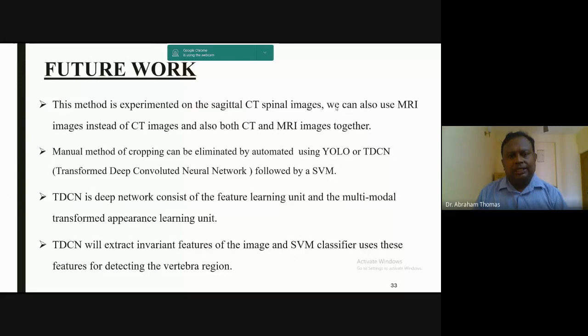Now TDCN is a deep network which consists of the feature learning unit and the multimodal transformed appearance learning unit. TDCN will extract invariant features of the image, and SVM classifier uses these features for detecting the vertebra region. So this is the future work. Once we combine these two, we have a perfect system for human vertebra segmentation and labeling.